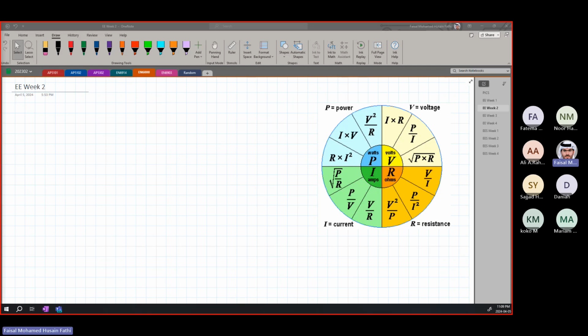Voltage divider, current divider, inshallah we will cover it as the next topic in week 5. When we get to KCL and KVL, I will explain the current divider and the voltage divider with them. Very easy rules, and I will explain them there.